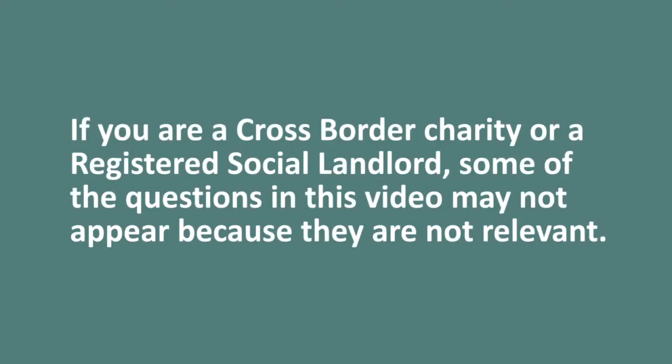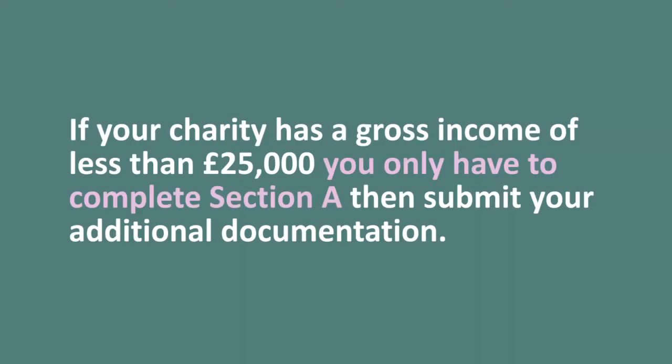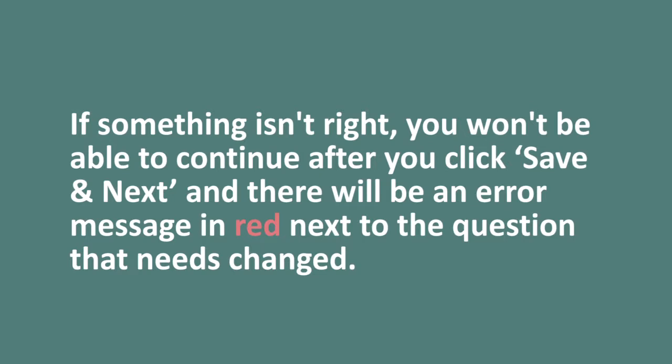If you're a cross-border charity or a registered social landlord, some of the questions in this video may not appear because they are not relevant. If your charity has a gross income of less than £25,000, you only have to complete Section A, then submit your additional documentation. If something isn't right, you won't be able to continue after you click Save and Next, and there will be an error message in red next to the question that needs changed.